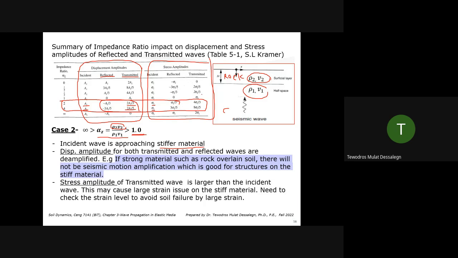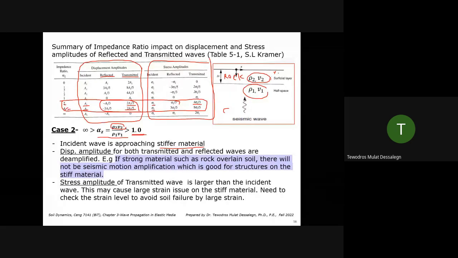But for the transmitted wave, which is here, the second layer, it's amplified: 4/3, 8/5, at least for this value of impedance ratio we are considering. So stress gets amplified, but displacement, velocity, and acceleration are getting de-amplified. So this is the conclusion. Displacement amplitude for both transmitted and reflected waves are de-amplified.